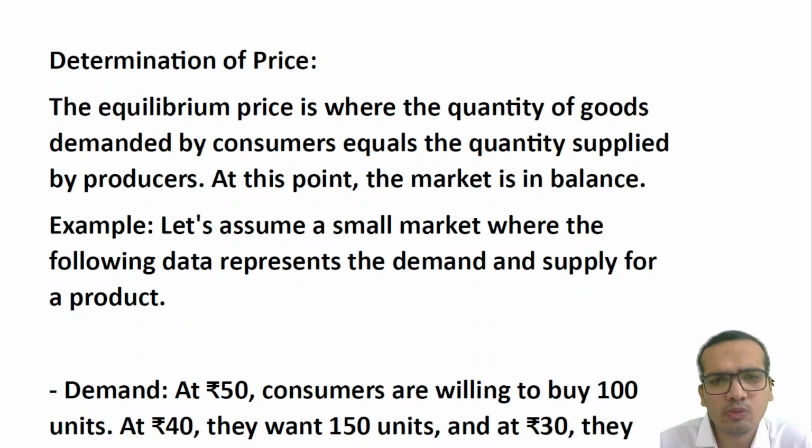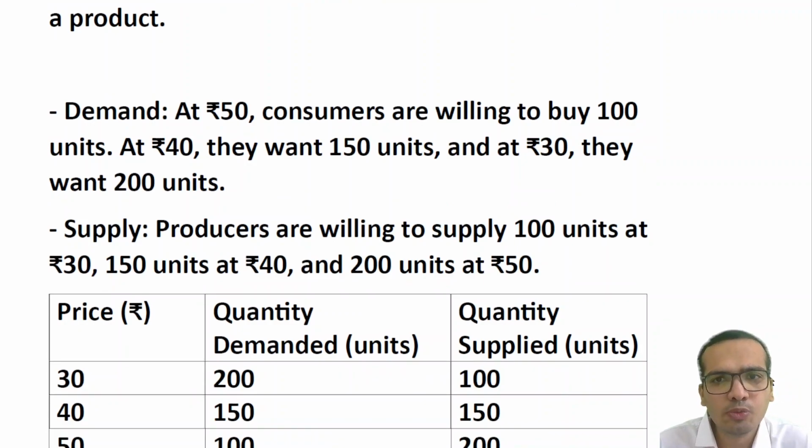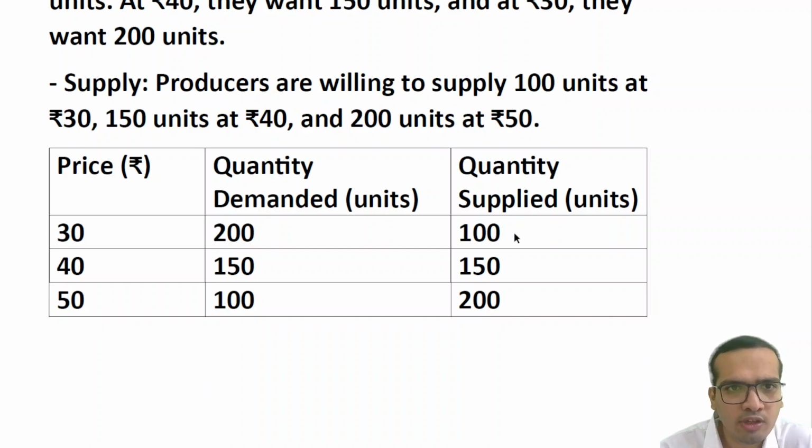Example, let's assume a small market where the following data represents the demand and supply for a product. Say for a product X, at rupees 50 consumers are willing to buy 100 units, at rupees 40 they want 150 units, and similarly at rupees 30 they want 200 units. Similarly, on the supply side, producers are willing to supply 100 units at rupees 30, 150 units at 40, and 200 units at 50.